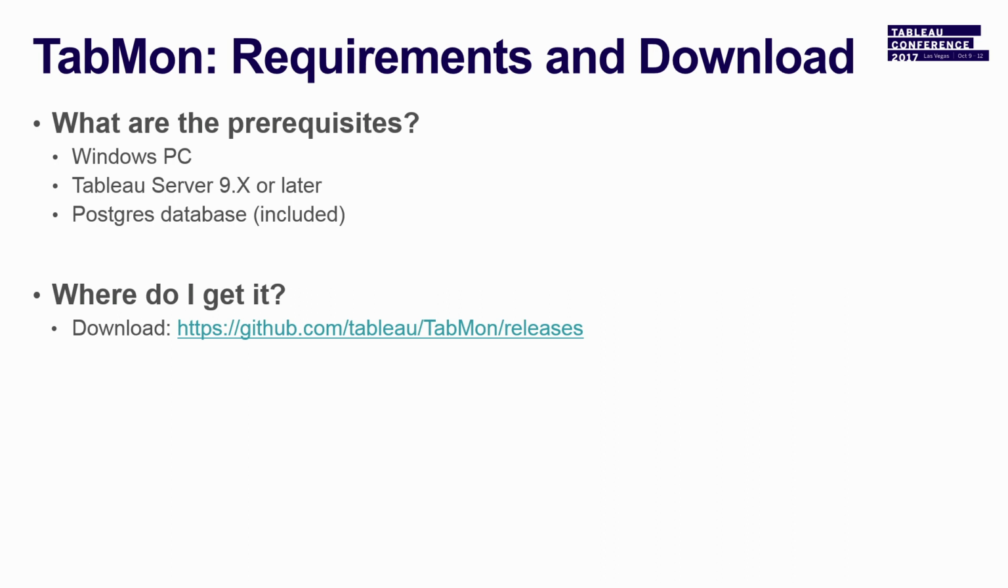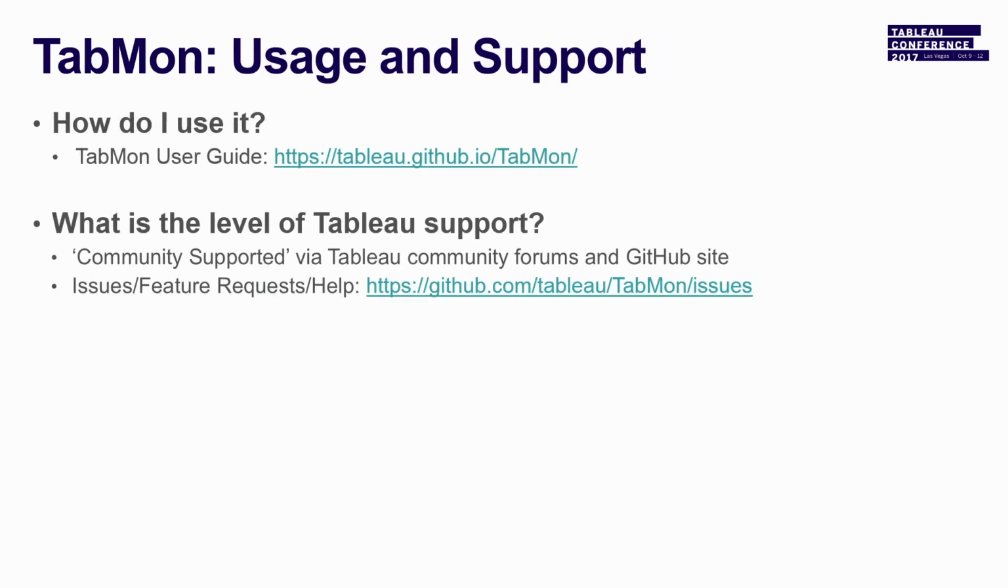This tool is freely available on GitHub. It's been released as an open source project under the MIT license. You can find it on the TabMon GitHub releases page. Alongside that release page is a really great user guide that covers all of the configuration as well as usage of the tool. The level of support on this is a community-supported tool. So we ask that if you discover any bugs or have any feature requests or just want help getting set up, post an issue on the GitHub issues forum and we'll jump on there and help you out.